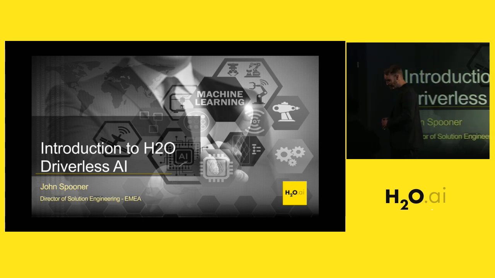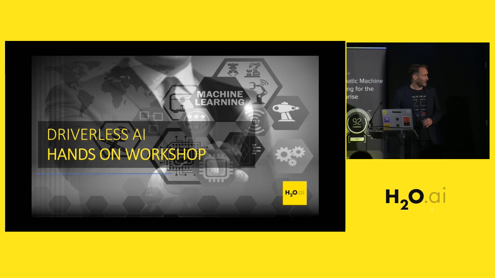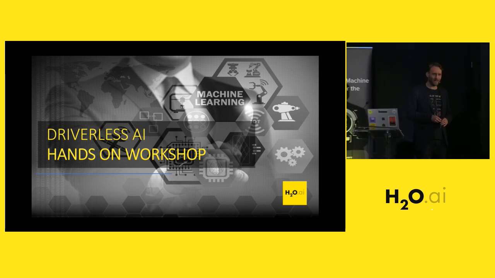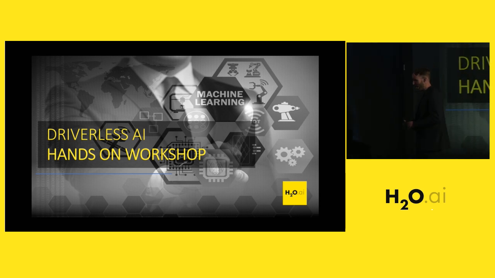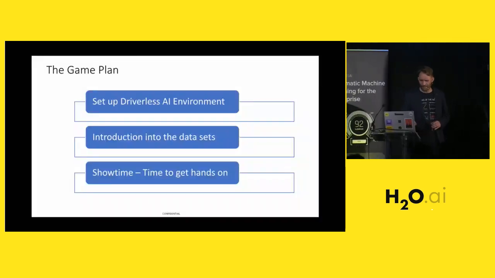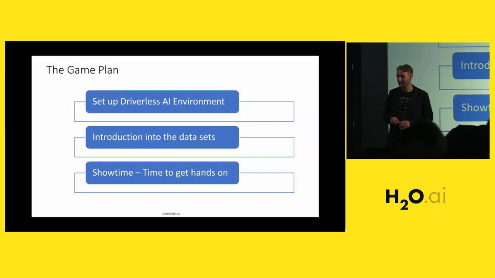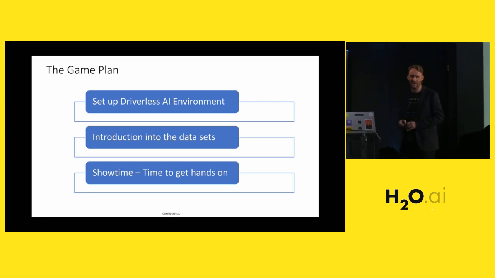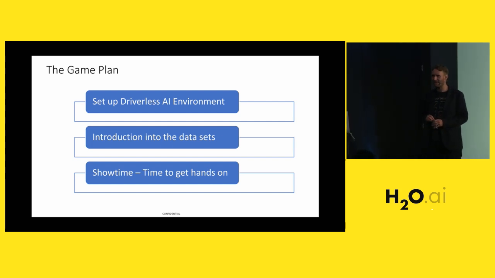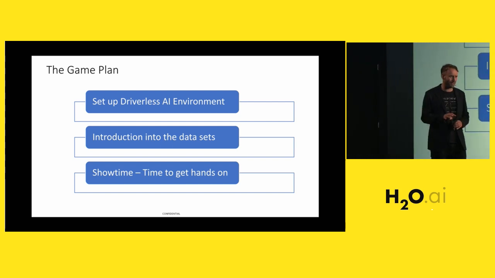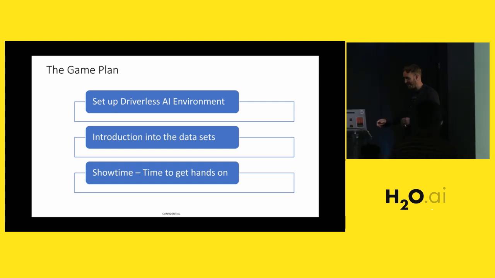First of all, hopefully you've all managed to get a network connection. It is crucial you get a network connection. We're not going to be installing software on your laptops because we don't want to waste time. What we want to do is get you up and running quickly. The game plan for this particular session is as follows. We're going to get you up and running on Driverless AI. We're then going to introduce you to the data sets that you're going to play around with. And then really it's showtime. Showtime for me, showtime for you, time to get your hands on the product.